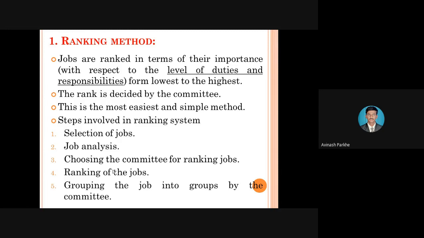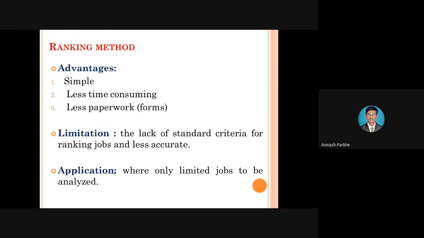Whenever we are organizing some events in our colleges, in that also we are giving some ranks: winner, runner-up, second runner-up. Based on the performance, based on their output, we are giving the ranking. To give those rankings, judges and some faculty members are available. The committee will check the performance, and based on that, the ranking will be given. So this is called the ranking method, which is given in the form of lowest to highest.